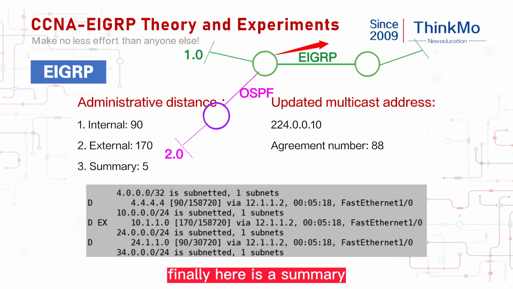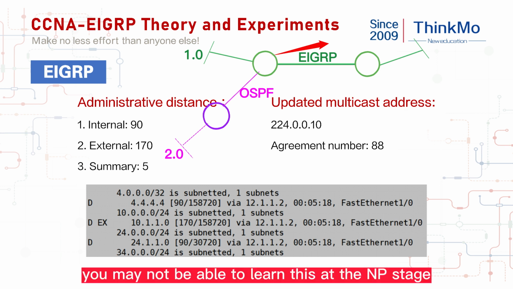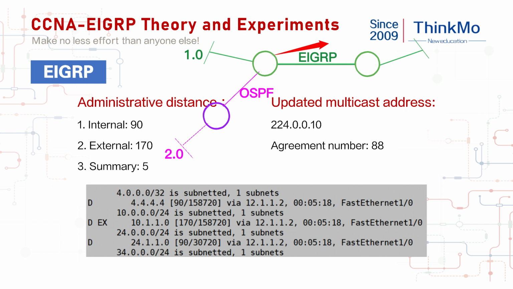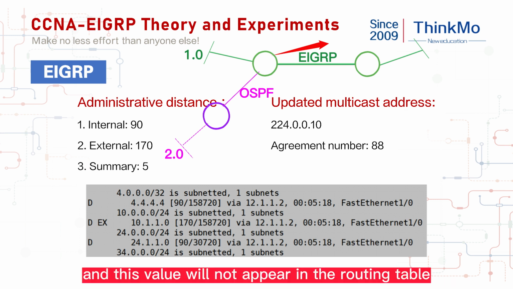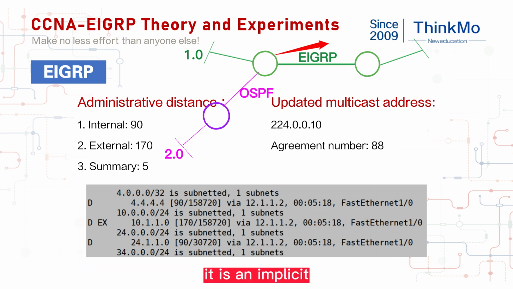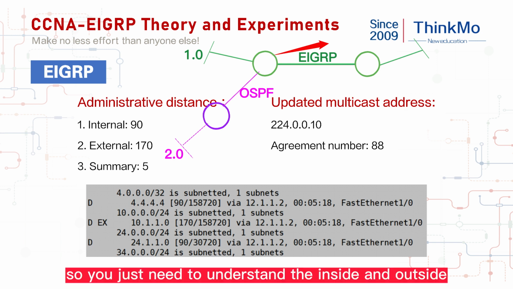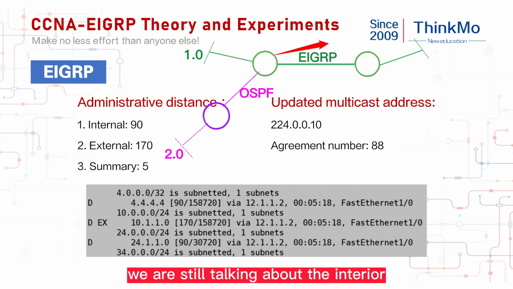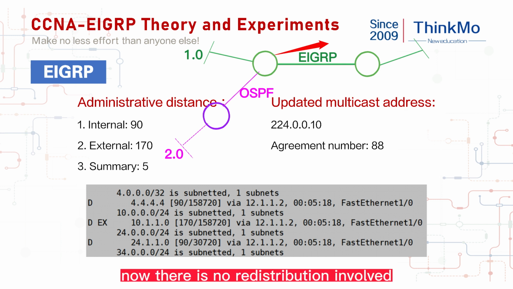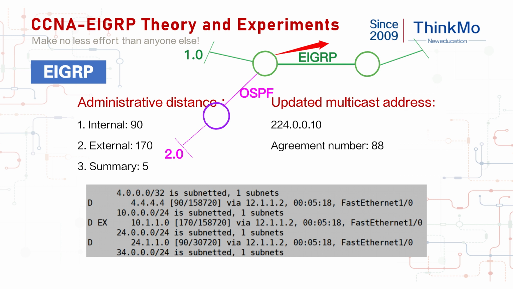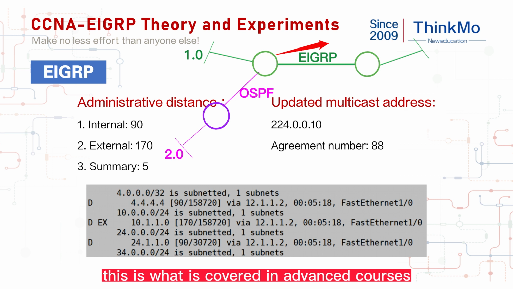Finally, here is a summary. You may not be able to learn this at the NP stage. Might learn it in IE. Don't need to understand at this stage. And this value will not appear in the routing table. It is implicit. As for what it is for, we can't get involved now. So you just need to understand the inside and outside. We are still talking about the interior. Now there is no redistribution involved. This is what is covered in advanced courses.